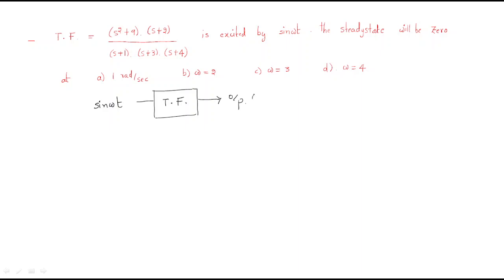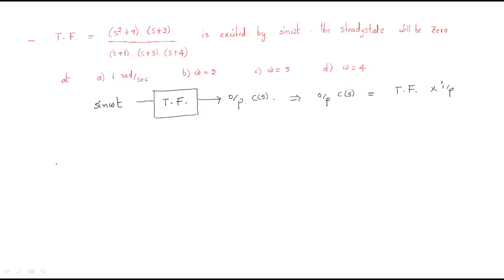How can we write this output? Generally, output means C of t or C of s, you can write. So here I will consider it is C of s. The output is nothing but C of s, and that value is the transfer function into input.